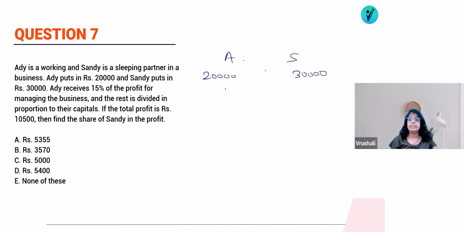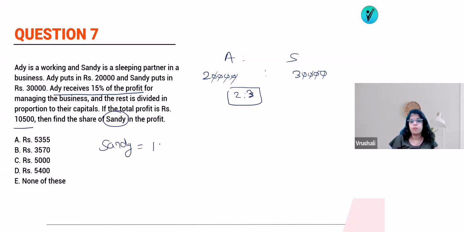As they haven't given anything about the time period, we can say their profit will be divided in the ratio of 2:3 because this 10,000 will get cancelled. Okay, so I know that this profit will be divided in 2:3, but as Addy is a working partner, he received 50% of the profit. And they have asked you what is the share of Sandy. So Sandy will receive how much?